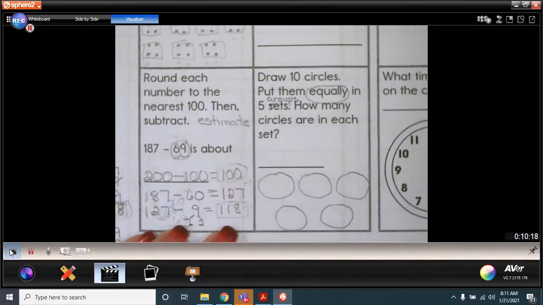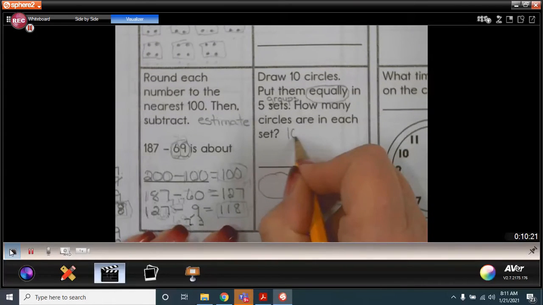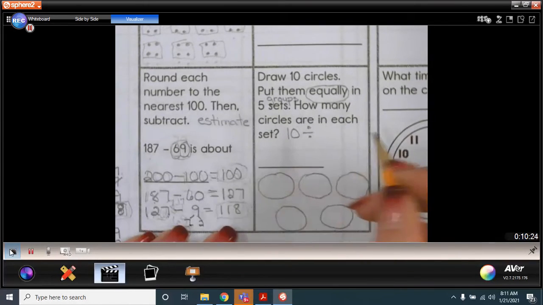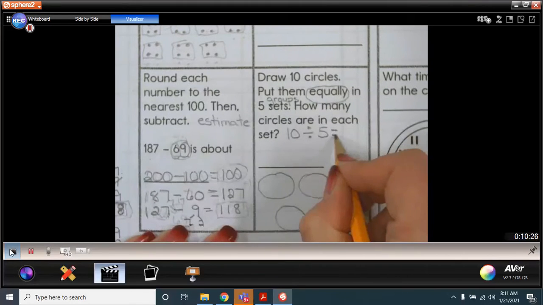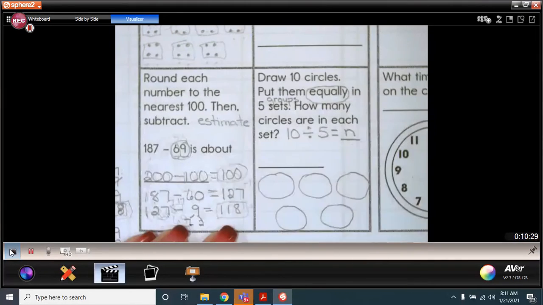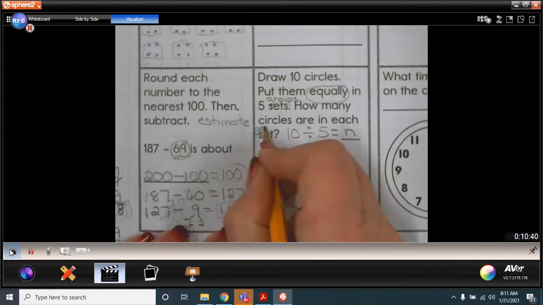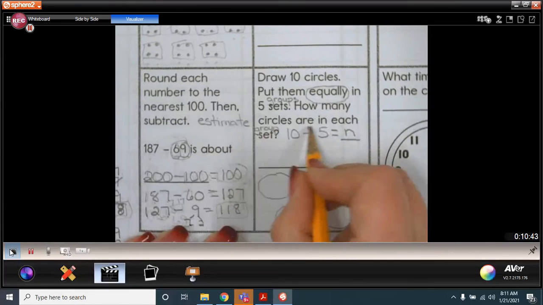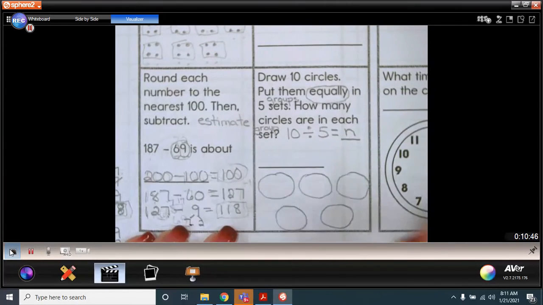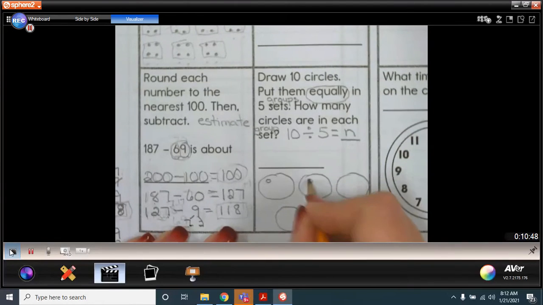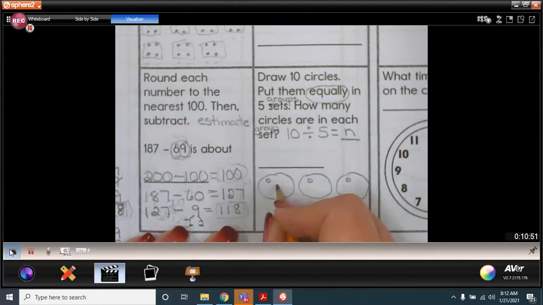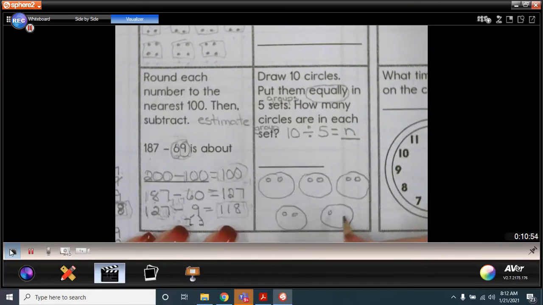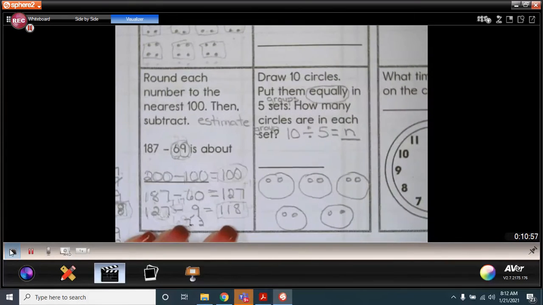into 5 groups. So this tells me I'm using division because I'm taking my total circles and I'm dividing them up into 5 groups. And I want to know how many is going to be in each group. How many objects or how many circles will be in each group or in each set here it says. So how many circles are in each group or each set? So I go 1, 2, 3, 4, 5, 6, 7, 8, 9, and 10. Those are my circles within my groups.